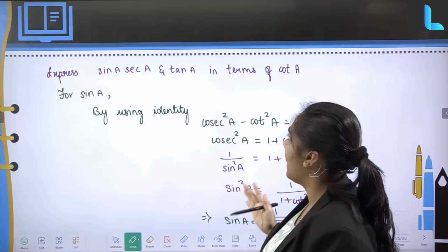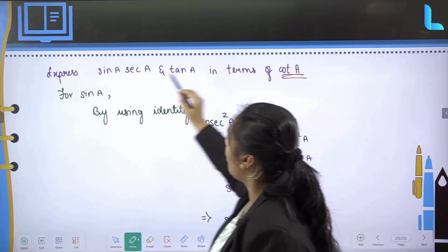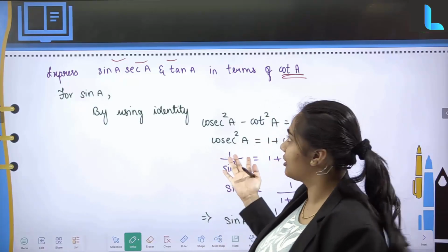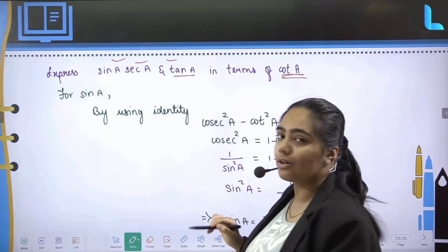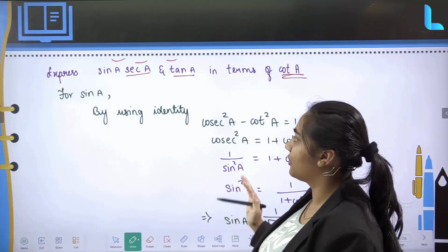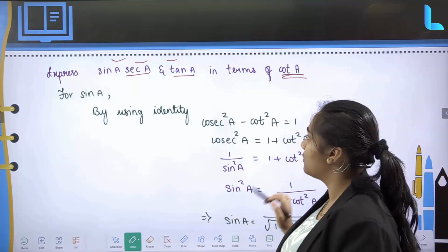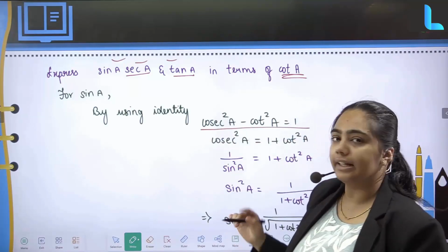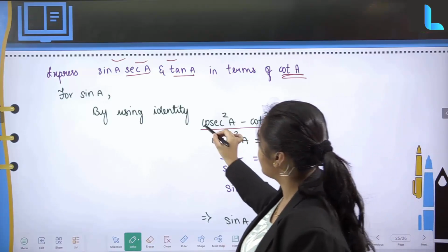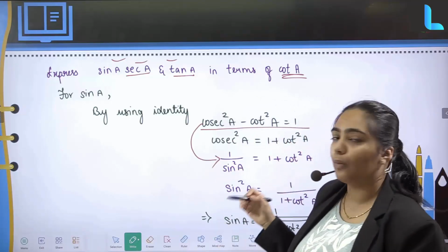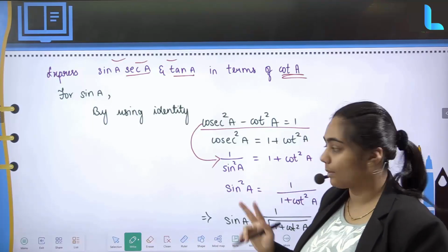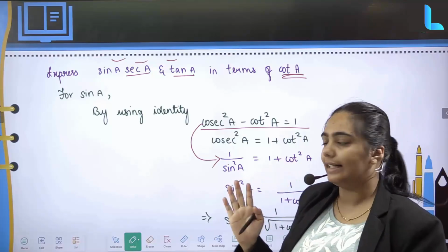Express sine A, secant A and tan A in terms of cot A. All these three you just have to express in terms of cot A. Right. First, before just jumping, see tan A is just the reverse of it. Secant A you have a formula related, and even sine A also can be used. First, sine A, using the identity. You have this identity wherein cosecant square A minus cot square A is equal to 1. See, this cosecant square is nothing but 1 divided by sine square A, the reciprocal of sine square A.